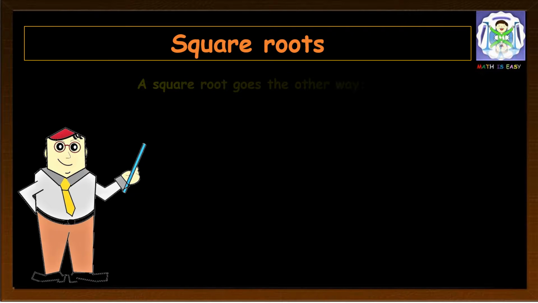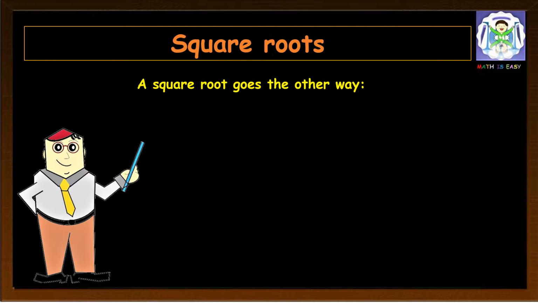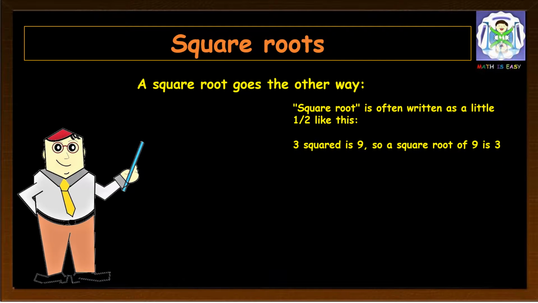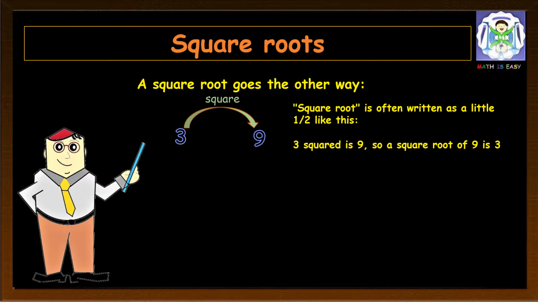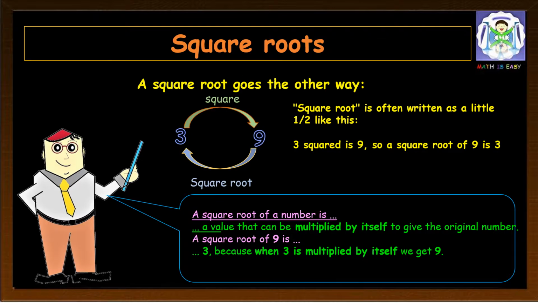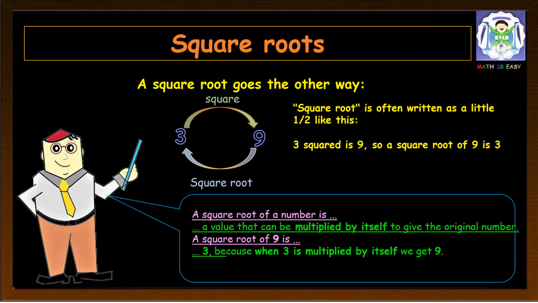The simple definition of the square root is that it is the inverse of the square. Square we denote like a power of 2, and square root we denote like a power of 1 by 2. That's simple. Let's take an example. Here you see that the square of 3 is 9, right? So what is the square root of 9? The definition says: a value that can be multiplied by itself to give the original number. So the square root of 9 is 3. Why? Because when 3 is multiplied by itself, we get 9. Is that clear?